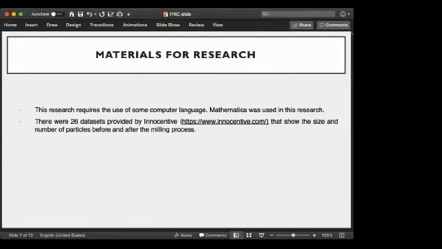For this research, computer language program was needed. In this research, Mathematica was used. As mentioned earlier, all the data was provided from the problem seeker in InnoCentive.